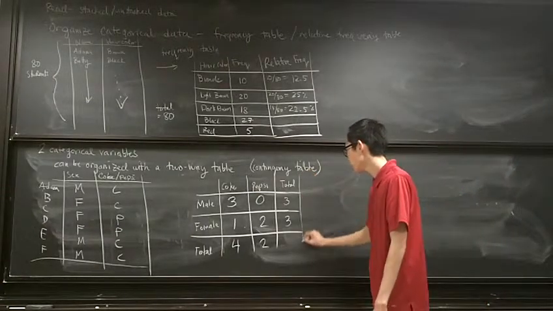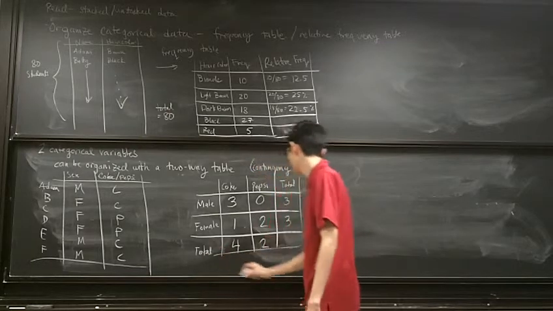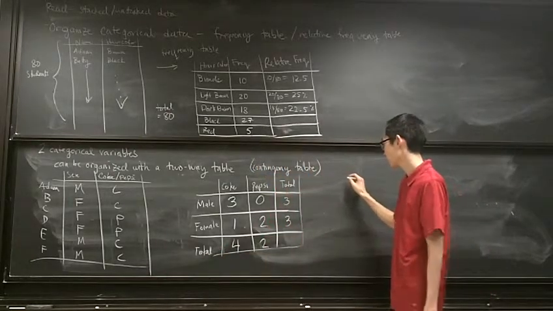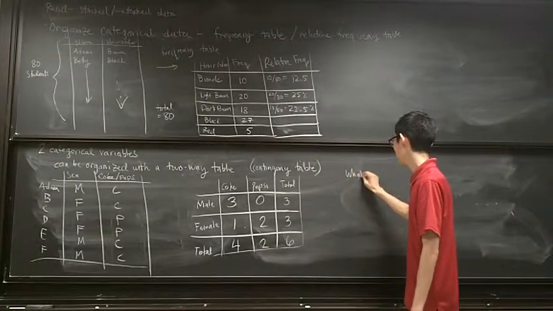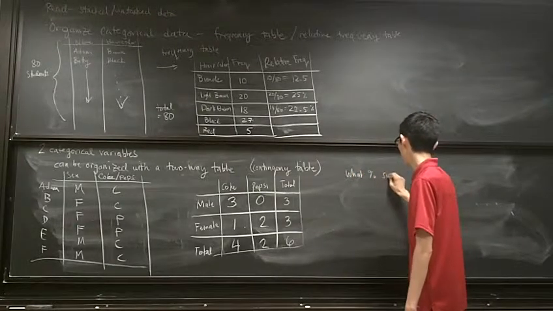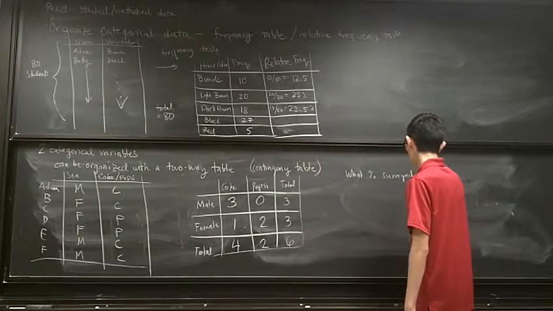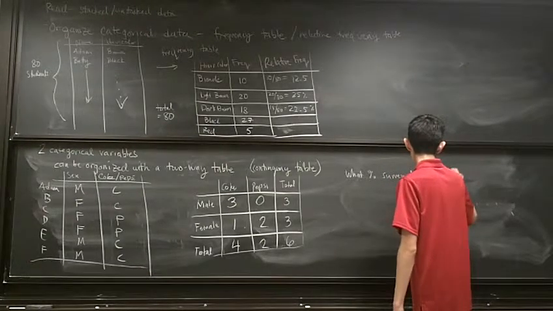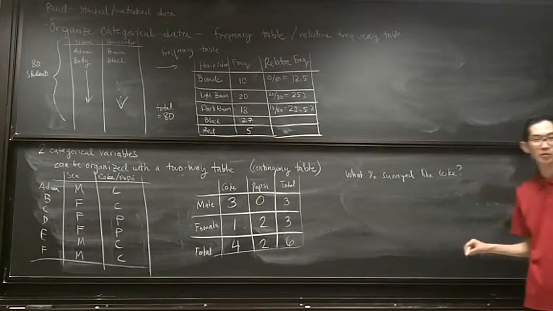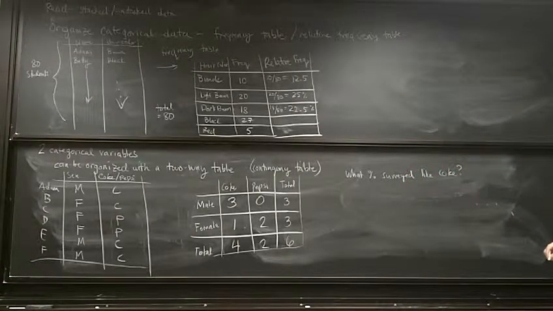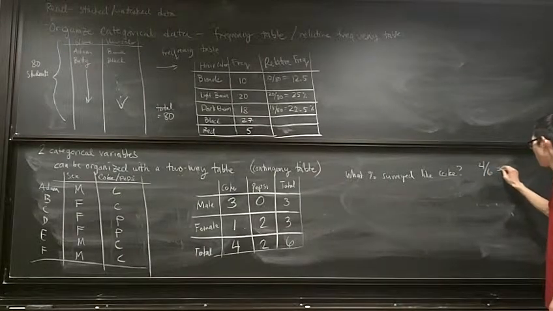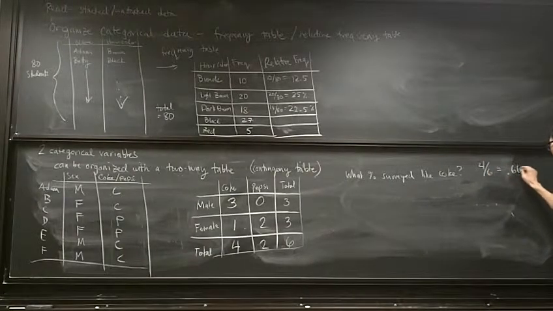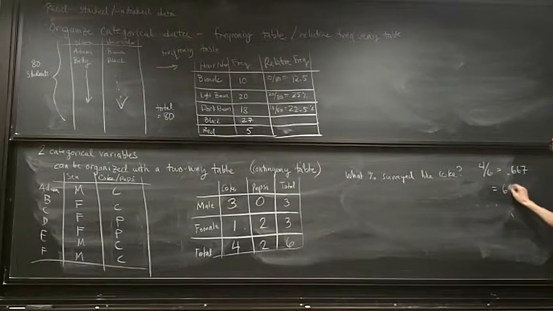Alright, and I could ask you a question. So there's a total of 6 people, right? So I could say, what percentage surveyed like Coke? Coke over Pepsi. And your answer would be? 4. Yeah, what percentage? So the answer is 4 out of 6, which translates to 0.667, or 66.7%.